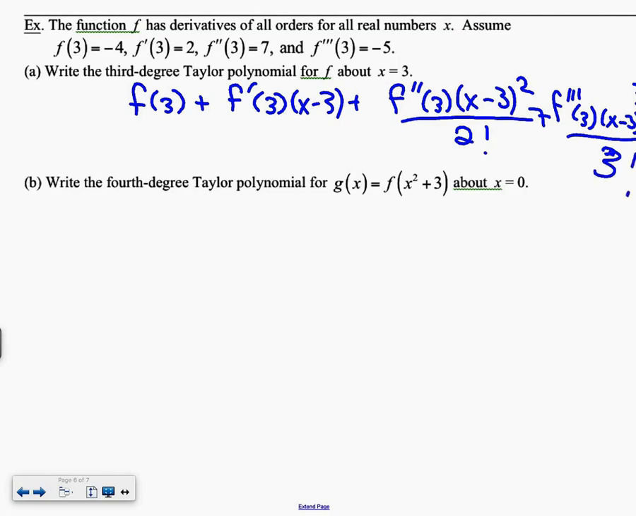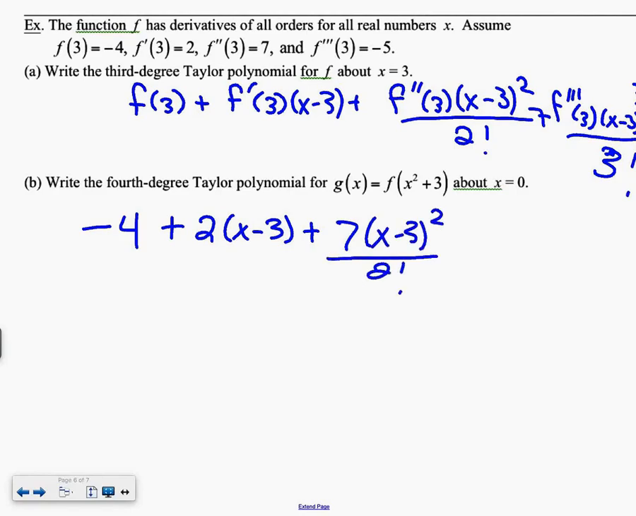I'm just going to plug stuff in, right? f of 3 is negative 4. f prime of 3 is 2. f double prime is 7. f triple prime is negative 5. So minus 5 times x minus 3 cubed over 3 factorial. Would they get mad at you if you wrote it plus negative 5? No, that's correct. They care that you know what you're doing. So that's the answer. All I have to do is plug numbers in. Now to B.